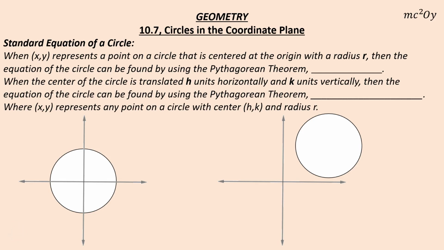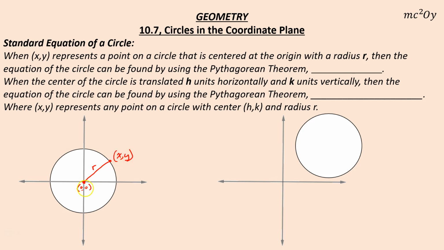In this lesson, we're going to talk about the standard equation of a circle, circles in coordinate planes. The standard equation of a circle, when x and y represent any point on a circle centered at the origin with a radius of r. In other words, we have the origin here, 0, 0, and a radius of r that stretches out to a coordinate (x, y).